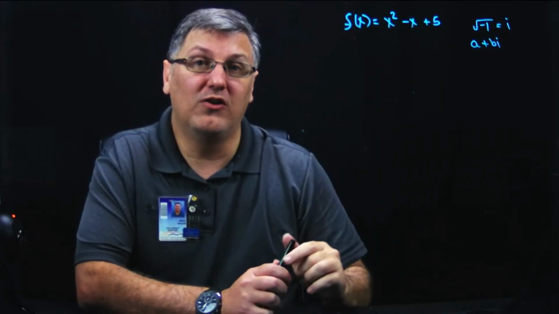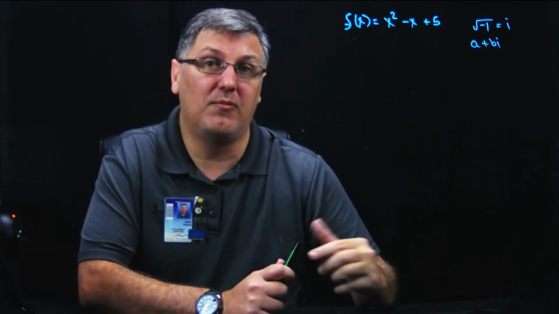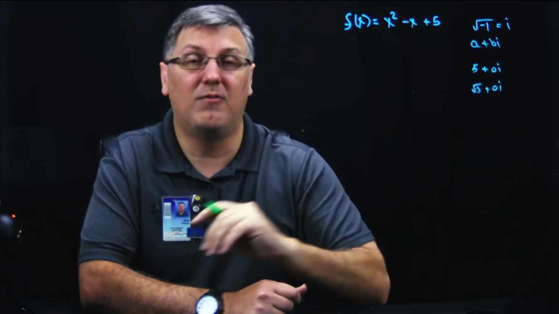Now, what's important to understand is all real numbers are complex numbers. So if I have a number, say, like 5, or square root of 3, these are also complex numbers because I can just simply add a 0i to it, plus 0i. So these are complex numbers.